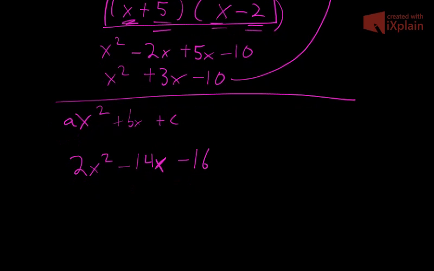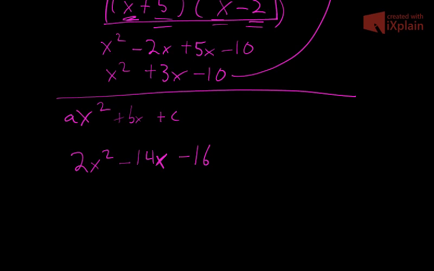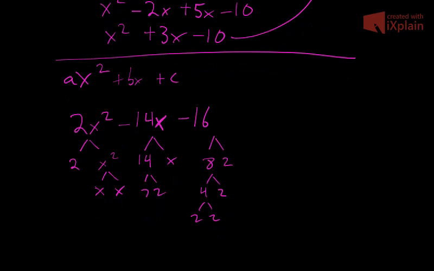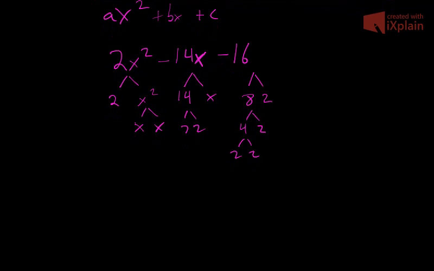So the first thing I'm going to want to do here is to look at it, and I'm actually going to start by factoring this regularly. So looking at this, I have a 2 and an x squared, and my x squared becomes x and x. 14x, 7 and 2, and 16 is 8 and 2, which is 4 and 2, 2 and 2. 16 takes forever to factor, that's all right. So after I make factor trees of all these, I should be able to find something to pull out, which is going to be this magical 2. So I'm going to pull the 2 out, and I end up with x squared minus 7x minus 8.